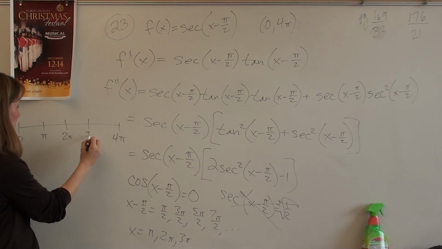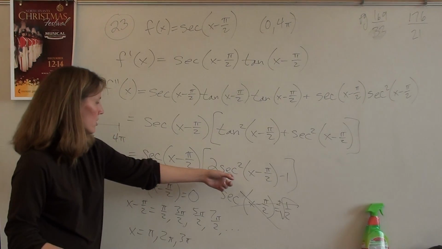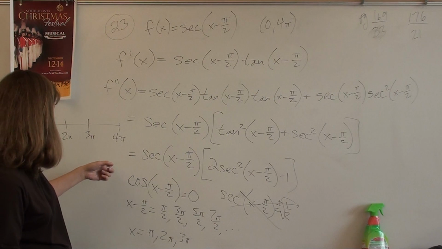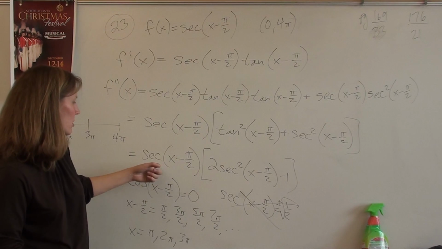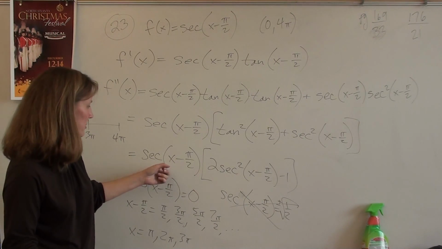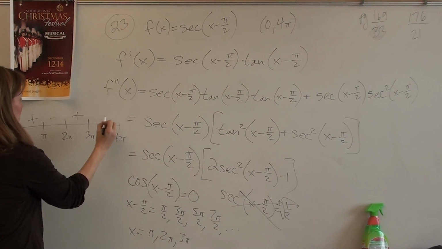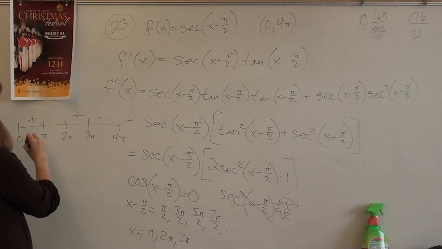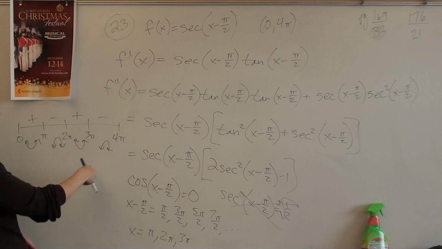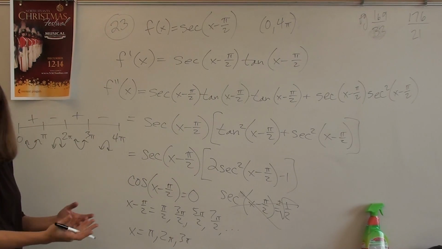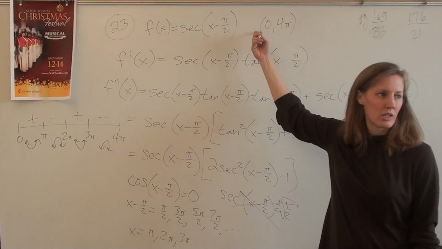pi, 2 pi, 3 pi, we have, okay, I'm going to pick pi halves. If I pick pi halves, I get secant of 0, which is 1, so that's positive. And here I get 2 minus 1, which is positive. For the sake of time, it goes like that. We're concave up, down, down. And actually the graphs kind of look like that, right? This problem is about 1,000 times easier if you convert the secant to a cosecant.